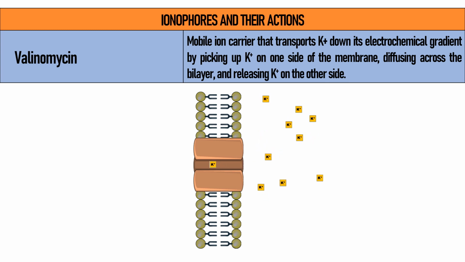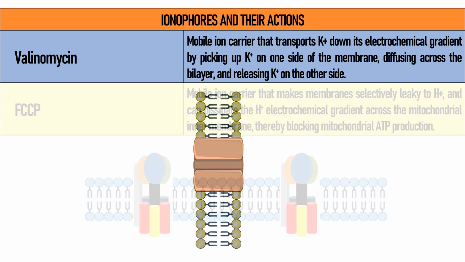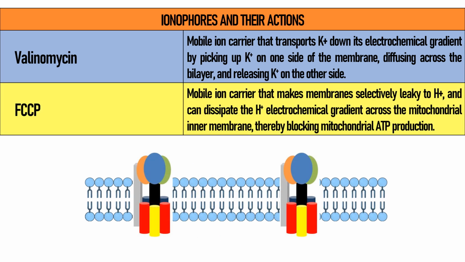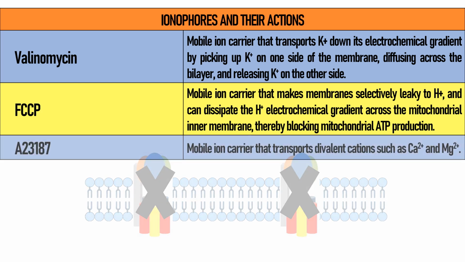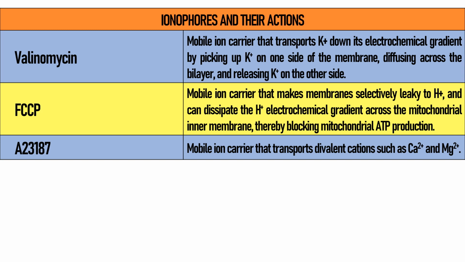Valinomycin is a mobile ion carrier that transports potassium down its electrochemical gradient by picking up potassium on one side of the membrane, diffusing across the bilayer, and releasing potassium on the other side. FCCP is a mobile ion carrier that makes membranes selectively leaky to hydrogen ions, and can dissipate the hydrogen ion electrochemical gradient across the mitochondrial inner membrane, thereby blocking mitochondrial ATP production. A23187 is a mobile ion carrier that transports divalent cations, such as calcium and magnesium ions.